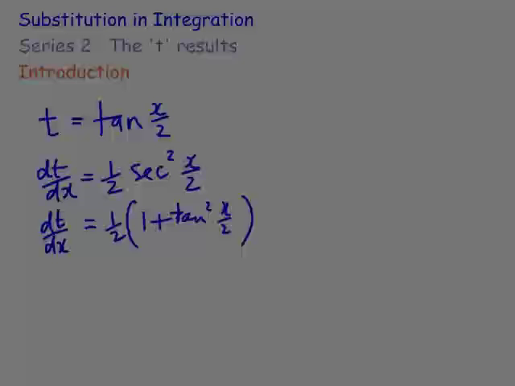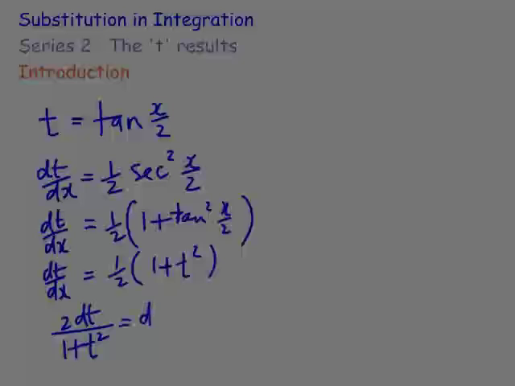1 plus tan squared is 1 plus t squared, you can see here. So this is really a half of 1 plus t squared. That's dt dx, I should say. And then multiplying by 2, we end up getting 2 dt all over 1 plus t squared is equal to dx. So that's the first thing. We end up getting a result to replace the dx with, which is 2 dt over 1 plus t squared. Now, there are a couple of other things we're going to need, and that is basically expressions for sine x and cos x.